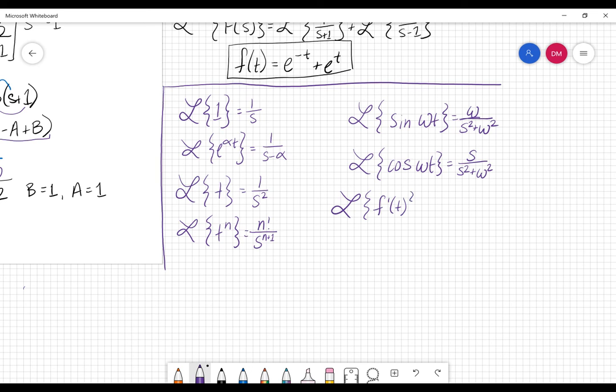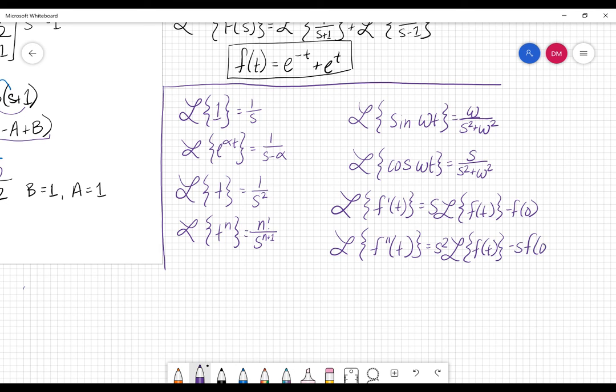And then the ones that we added on in our last video are the first derivative, f prime of t, which is s times the Laplace of f of t minus f of 0, and the Laplace of f double prime of t, which is s squared times the Laplace of f minus s times f of 0, minus f prime of 0. Okay, so those are the ones we've done thus far.